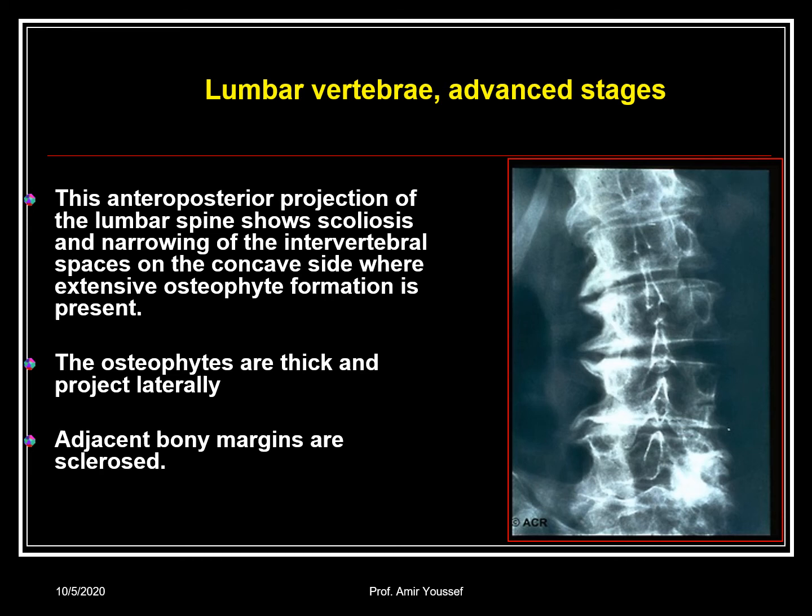Lumbar vertebrae, advanced stage. This anteroposterior projection of the lumbar spine shows scoliosis and narrowing of the intervertebral spaces on the concave side, where extensive osteophyte formation is present. As you see, osteophytic formation, sclerosing of the margin. The osteophytes are thick and project laterally. Adjacent bony margins are sclerosed.